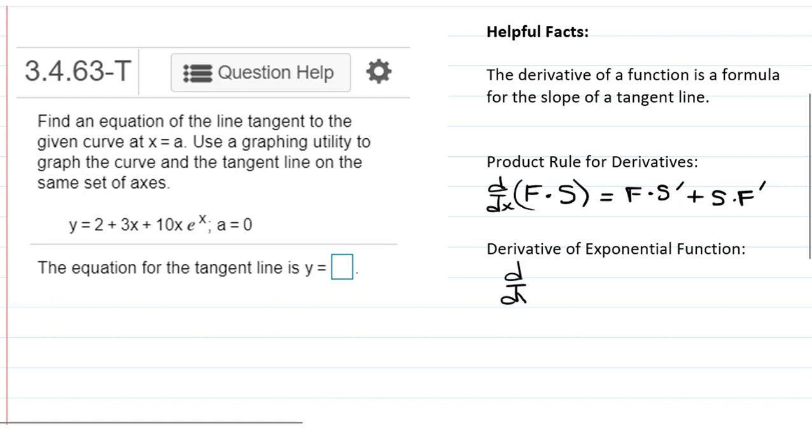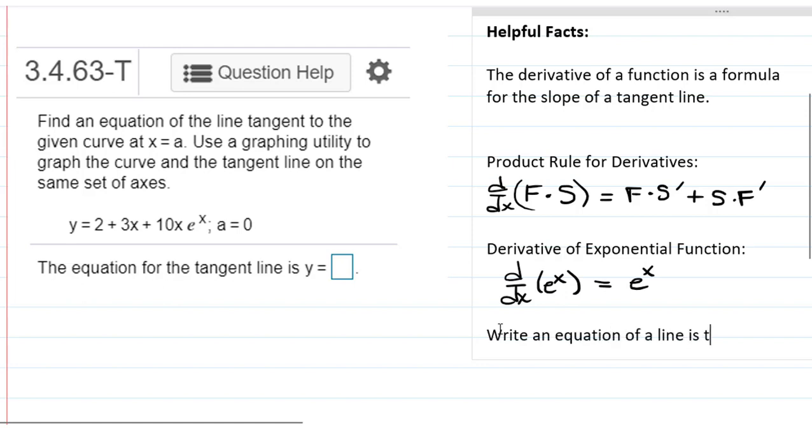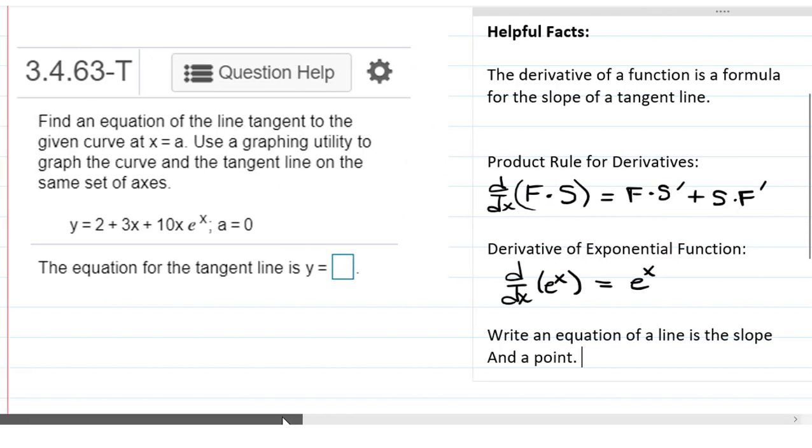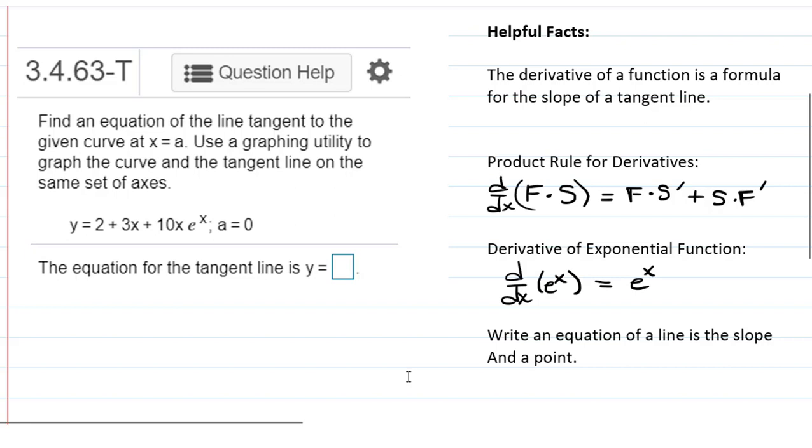And then we have an e to the x inside of our function, so we're going to need to know that when you take the derivative of e to the x with respect to x, you just get e to the x back. It's kind of interesting that a function is its own slope. And then finally, we're going to need to know how to write equations of lines. When you want to write an equation of a line, all you need is the slope and a point. Now, of course, we're given that information in a variety of ways, but all we really need is a slope and a point. The slope part is where calculus comes in.